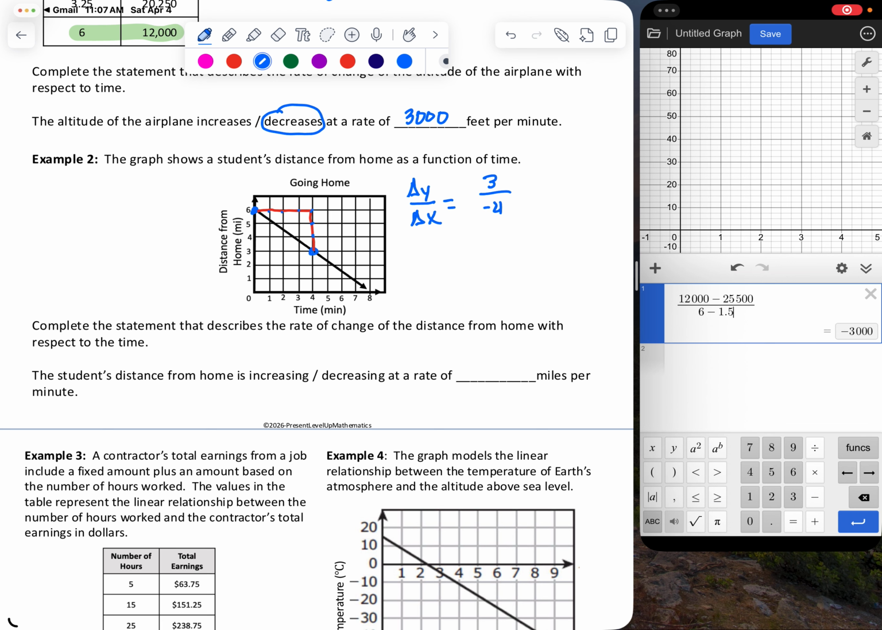So let's complete our statement. The student's distance is increasing or decreasing? Well, because my slope was negative, I know it's decreasing at a rate of 3/4 of a mile per minute.